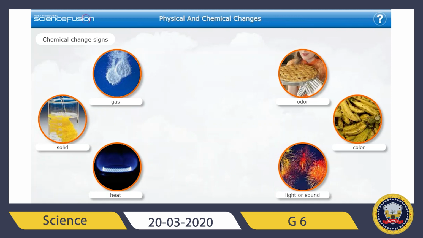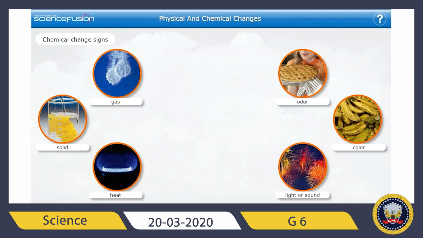But in physical changes we can keep the identity of the substance. For example, just cutting a paper will not change the identity of the paper. The paper will still be a paper, but burning a paper will change the identity of the paper. Or change of state, melting, freezing, evaporation or condensation will not change the identity of matter.